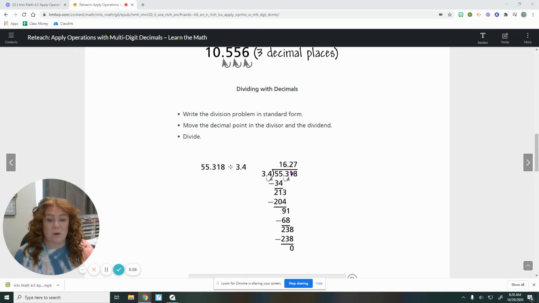34 goes into 91 2 times. 2 times 34 is 68. Leftover is 23. 23 is smaller than 34, so I bring down the 8. 34 goes into 238 exactly 7 times, and then my decimal goes straight up. So, they moved it over. I was like, it's in the wrong spot. So they moved it back 1. That's why I like to actually move the decimal and then go straight up with it.